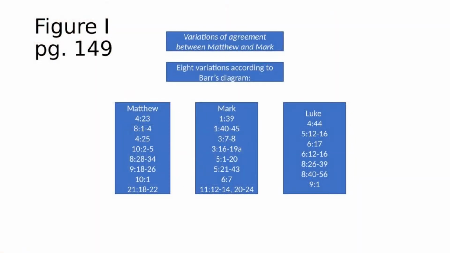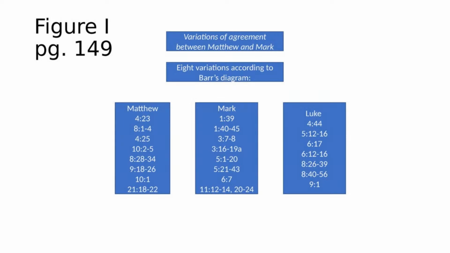So can you discuss a little bit about the variations of agreement between Matthew and Mark and the 8 variations according to Barr's diagram? Now, Barr is really good. If you go to his diagram, he has these texts outlined and these variations where Matthew and Mark and Luke are separating from each other. I've got that Barr's diagram. I've used it a lot.